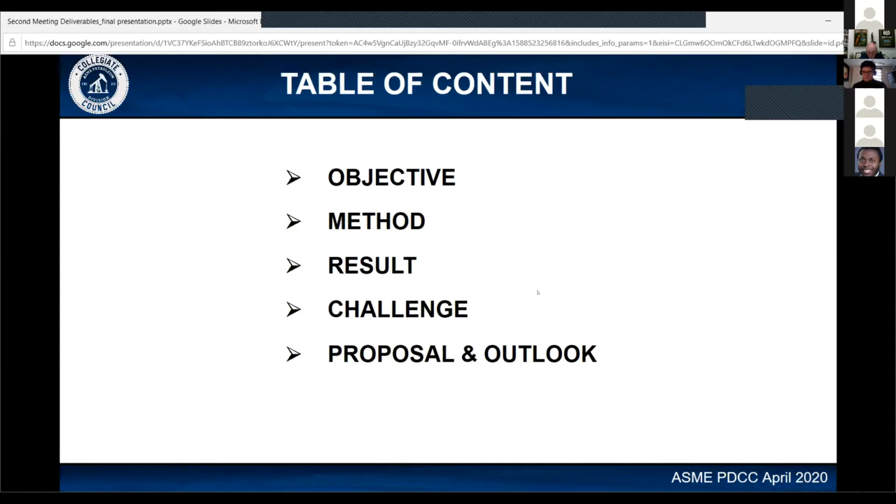So I will follow this outline. First, we are going to talk about the objective of our team and the method that we use, how we manage and keep our deliverables growing, the results of the 4 social media, the challenges we have met, and we also have our proposal for future work.